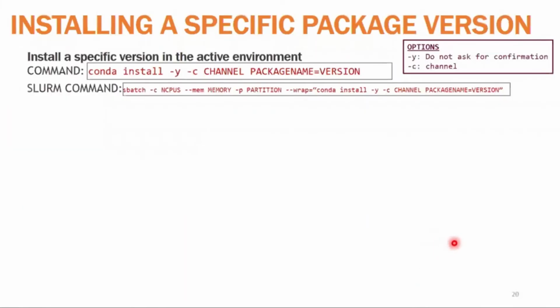So depending on your analysis, you may need to install a particular version number of a package. And this is achieved using the conda install command, which we have previously used for installing packages in conda environments. However, this time we are specifically indicating the version number that we want.